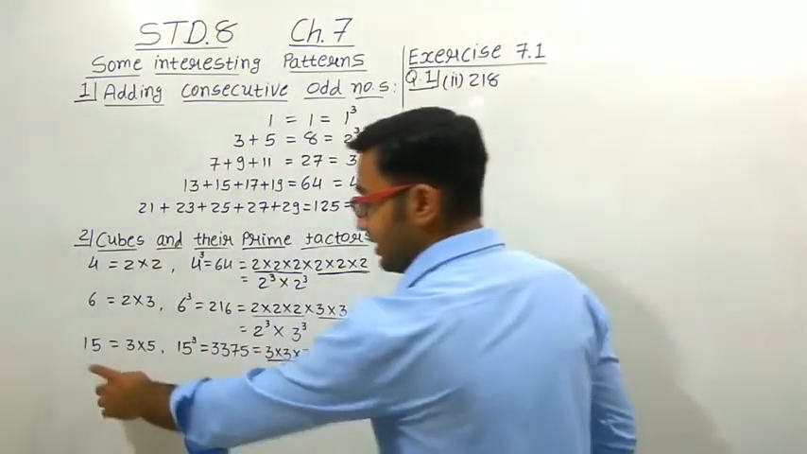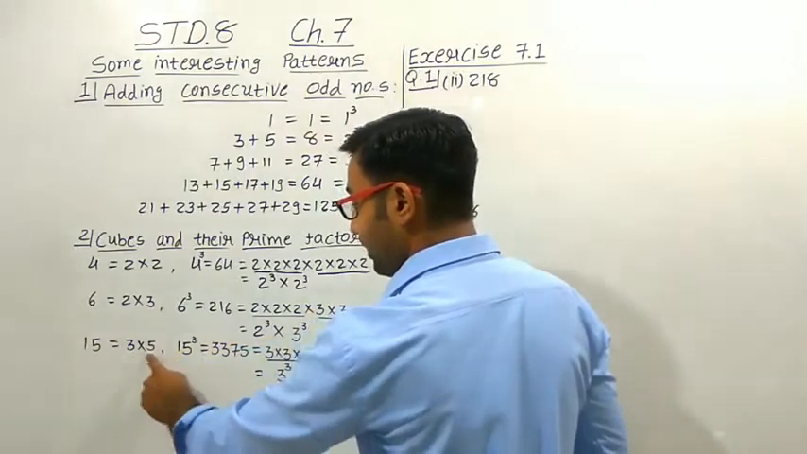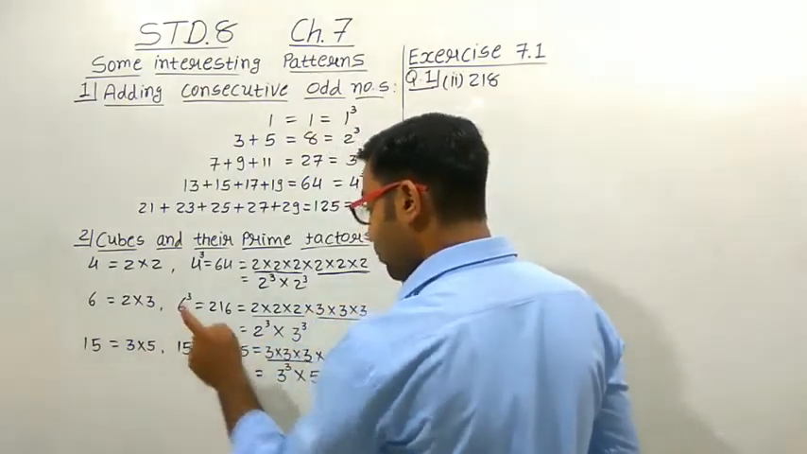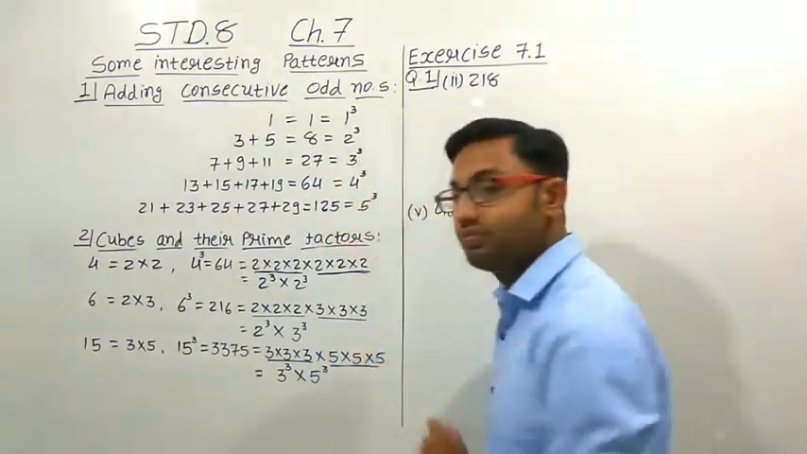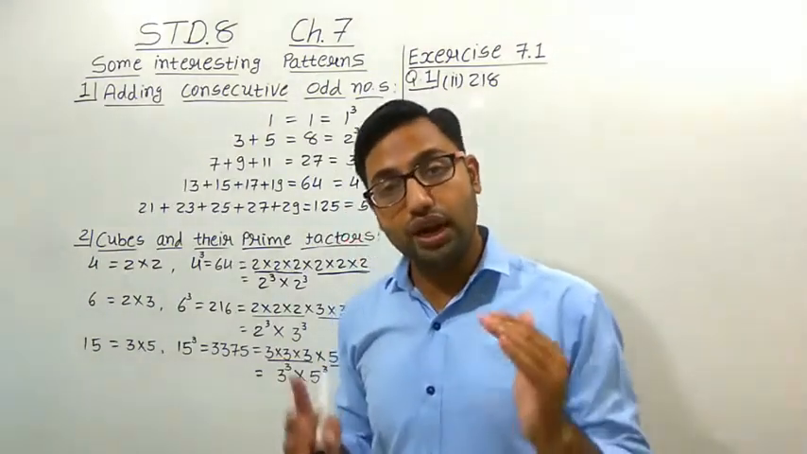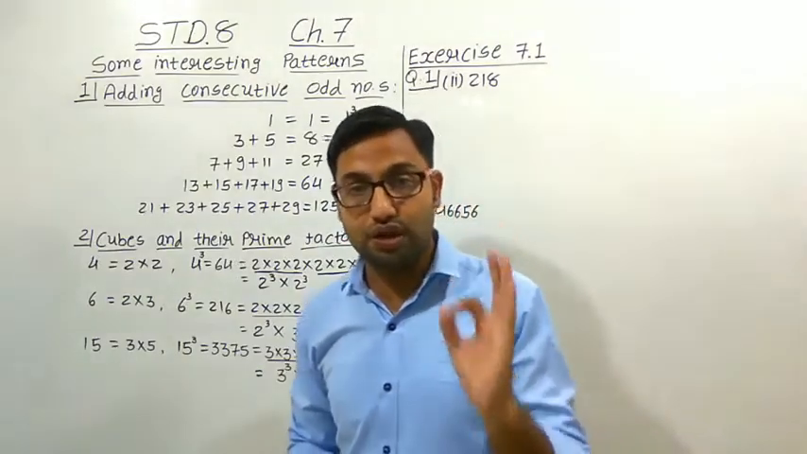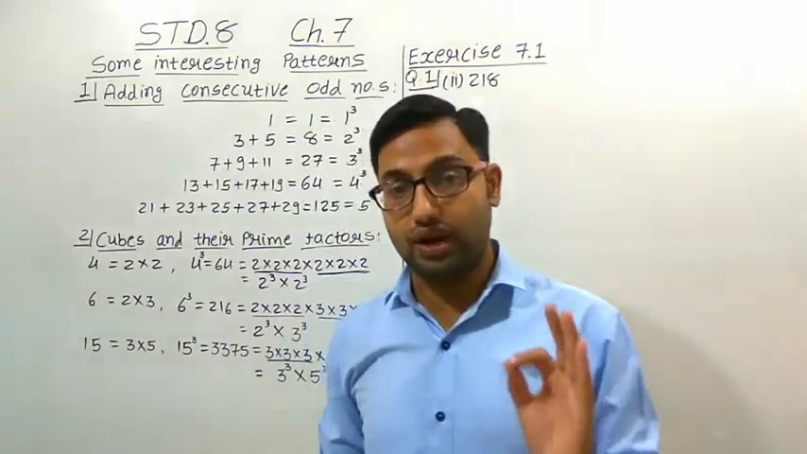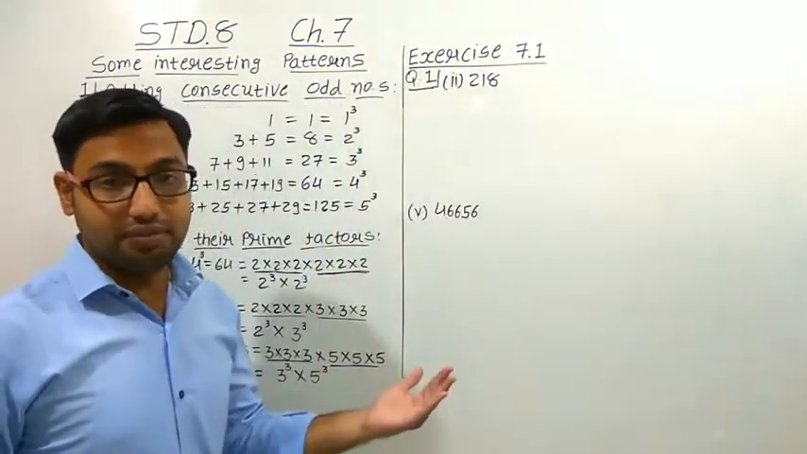Okay? Now the same you can think about the 15. 15 has two factors, 3 and 5. So in 15 cube, we get the 3 cube and 5 cube. This thing you can do for any kind of number, but you have to make the prime factors of the number that you want to factorize. So this pattern you can also notice in any other numbers.